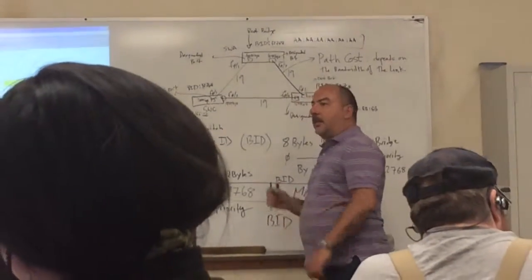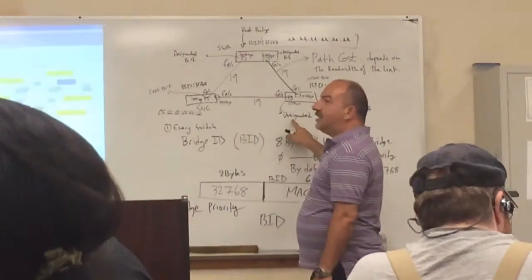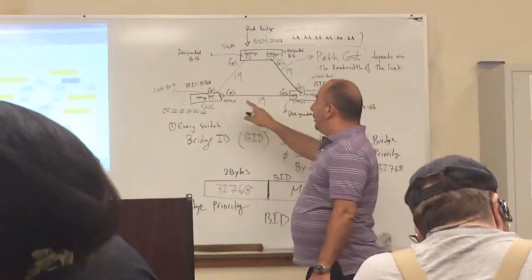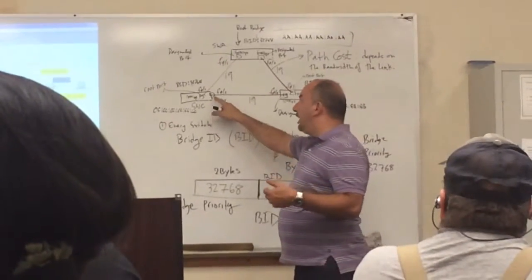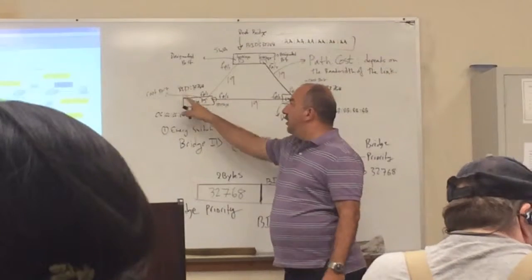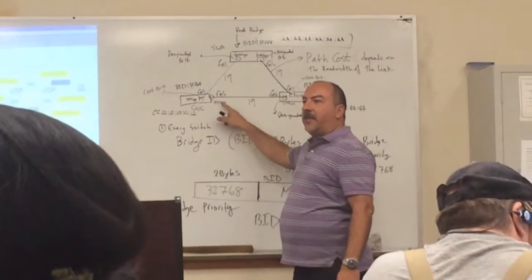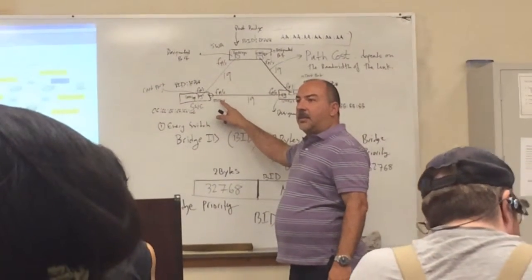Okay. If this is designated, the other end can either be root. It cannot be root because the root is this port. So the only other option is blocking.